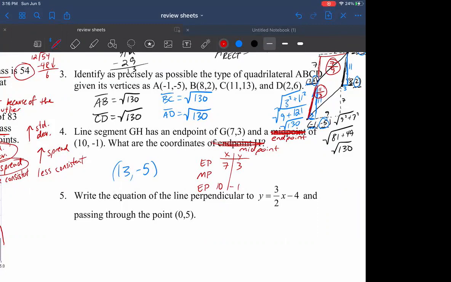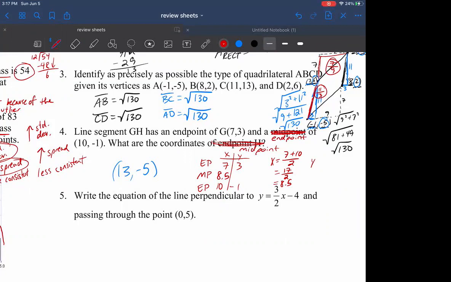All we would do to get the coordinates in the middle is we would average them to find what's right in the middle of 7 and 10 and what's right in the middle of 3 and -1. So to do that with the X's, the X value for the midpoint would be 7 plus 10 divided by 2. That's 17 divided by 2, which is 8.5. And in fact, 8.5 is right in the middle of 7 and 10.